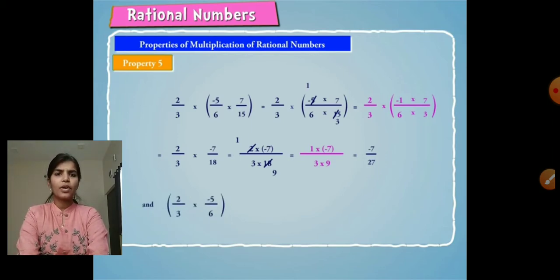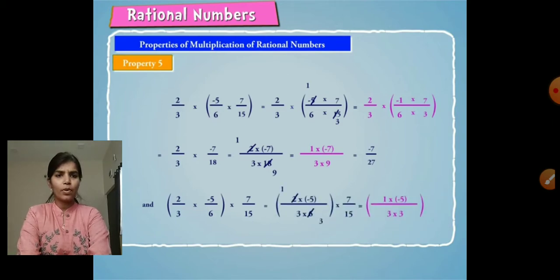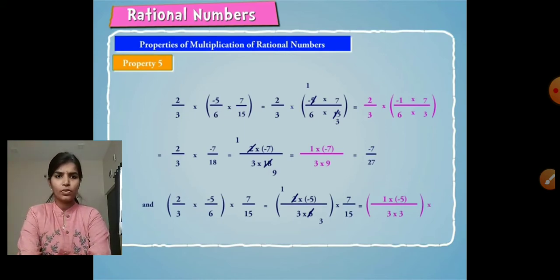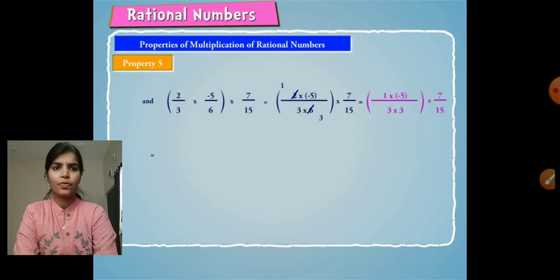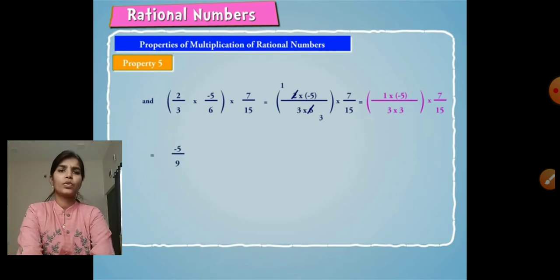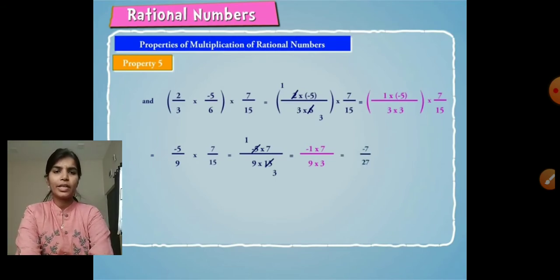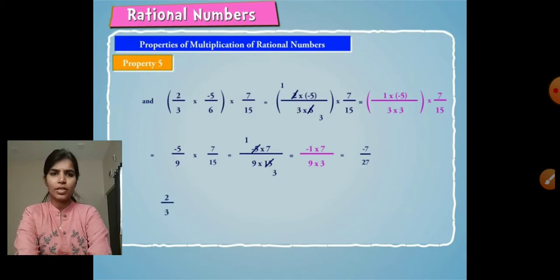You can also group these two differently, as 2 by 3 into minus 5 by 6, and that into 7 upon 15. So your solution is the same, minus 7 upon 27. So you have to multiply these brackets separately. This property is called the associative property of multiplication of rational numbers. In both the steps your answer is the same, minus 7 upon 27.